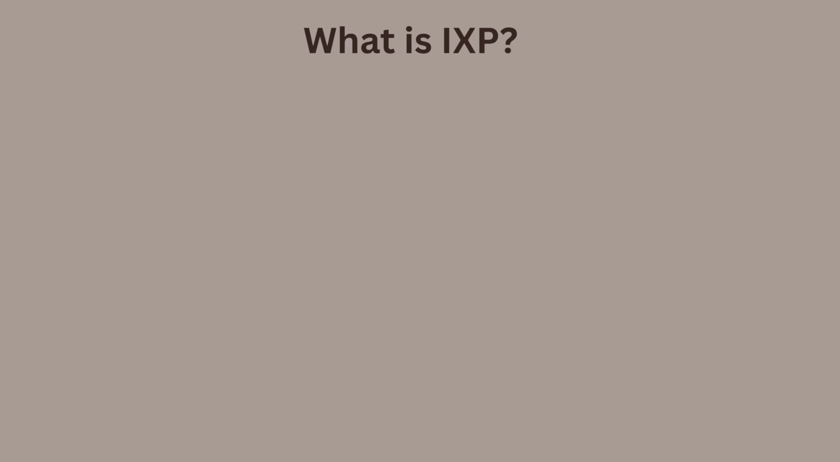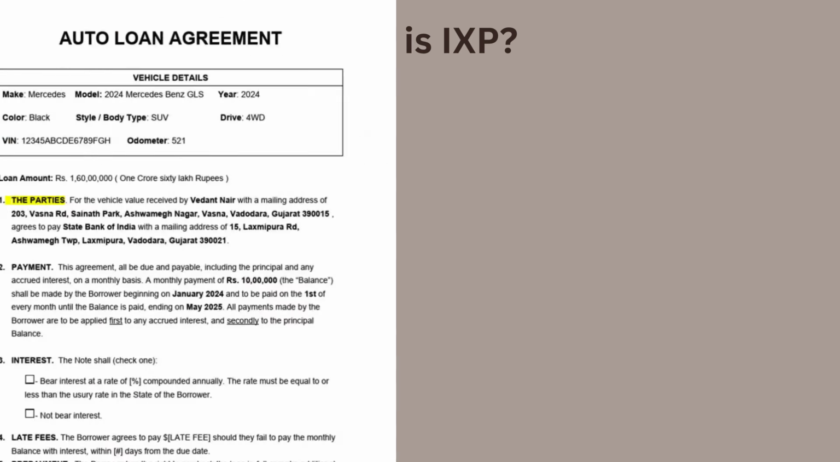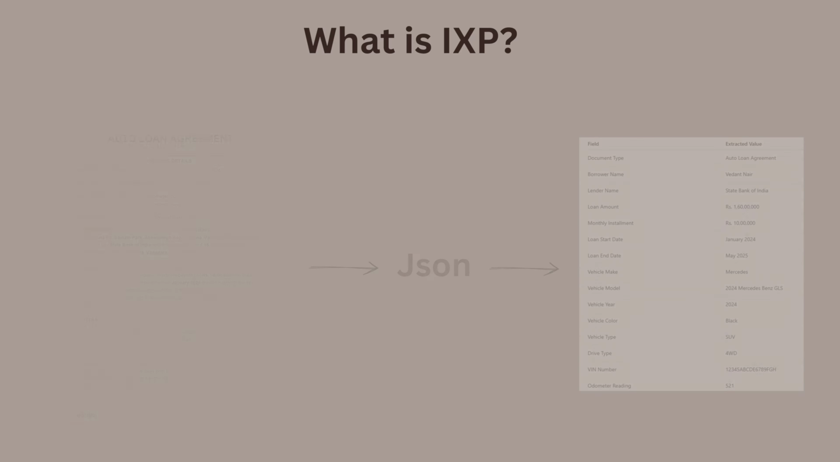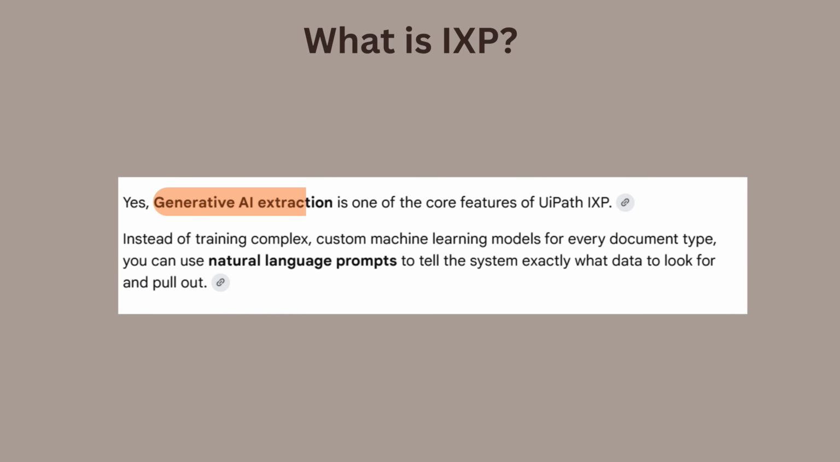Let me explain in simple terms. It's a multimodal data extraction platform which converts unstructured text documents into structured data for our automations. It works based on generative AI extractions. What it means is, with the help of natural language prompts, we can tell the system exactly what data we are looking for and it will just pull it out for us. So it's that simple.